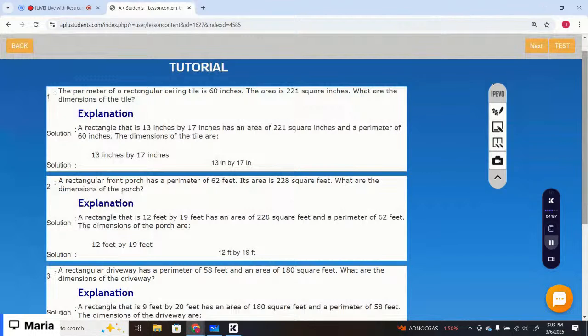The perimeter of a rectangular tile is 60 inches. The area is 221 square inches. What are the dimensions of the tile?